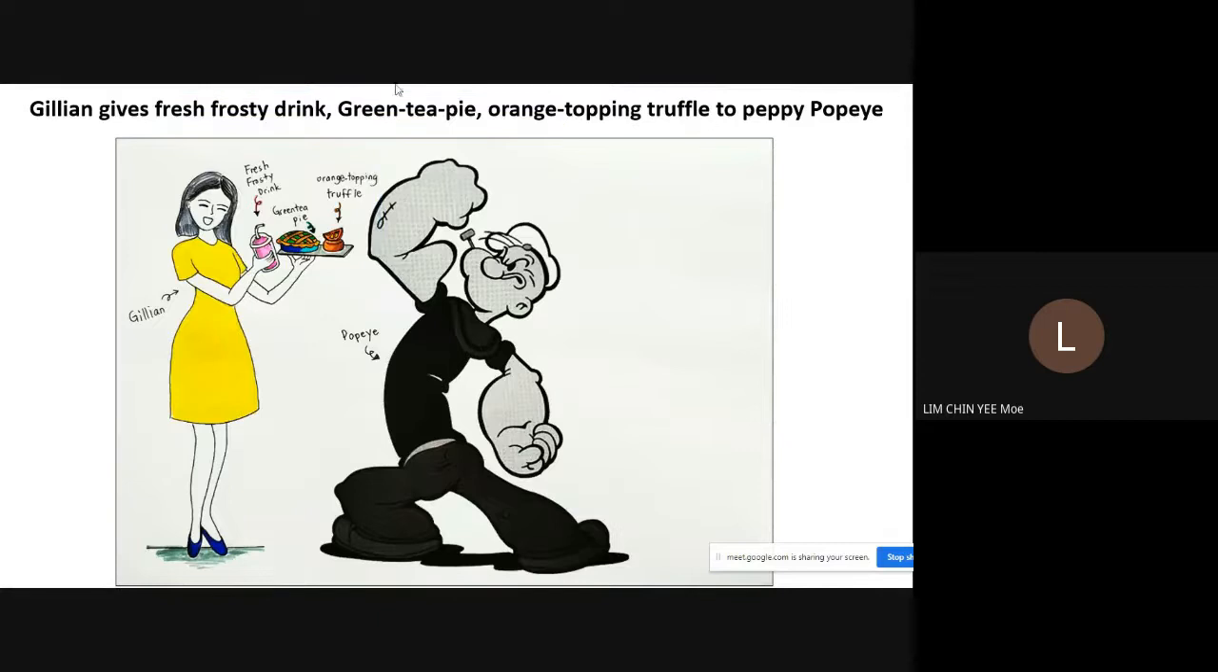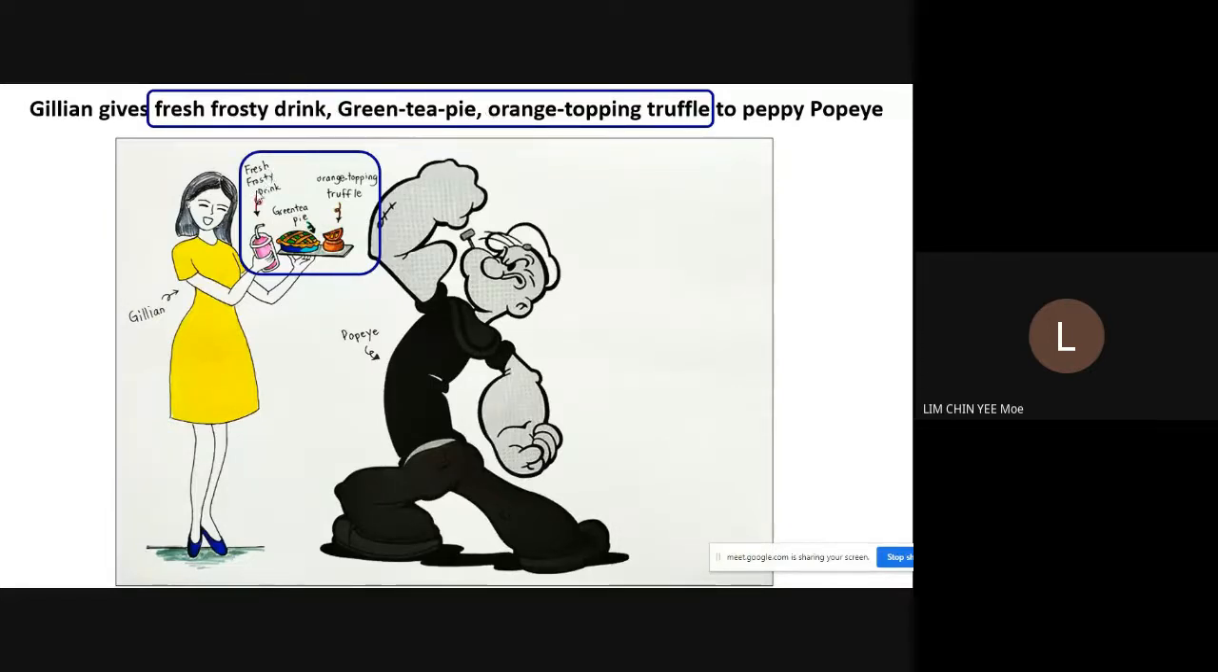So first, remember the sentence. Jillian, this lady here, gives fresh frosty drink yang dekat tangan dia. So you boleh nampak semua pun ikut alphabetical order. F dulu, G, and then baru O. So the arrangement of these three food, they are in alphabetical order. So, you tak payah ingat, eh, green tea pie dulu ke orange truffle? Ingat F and then G baru O.